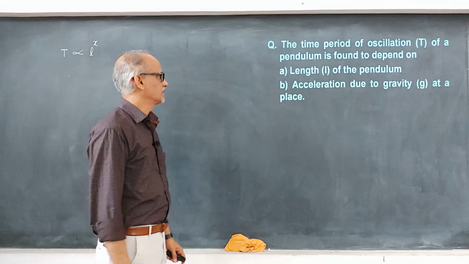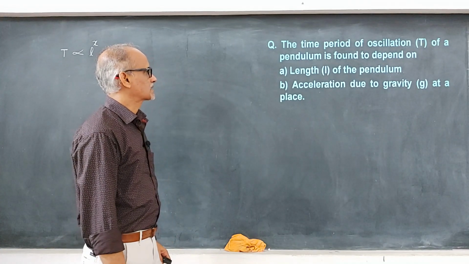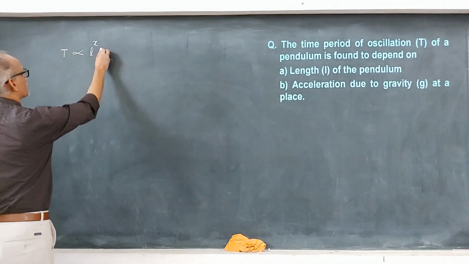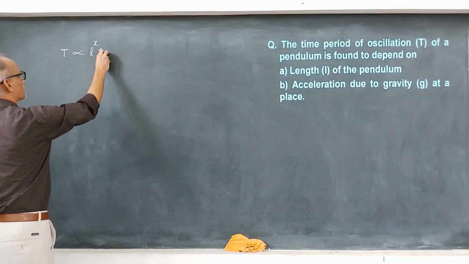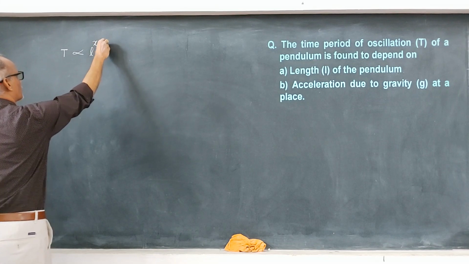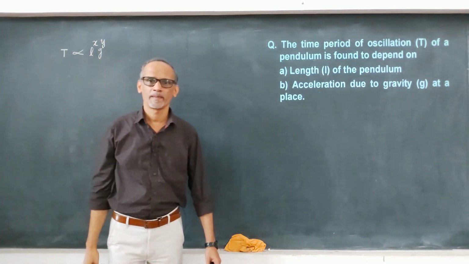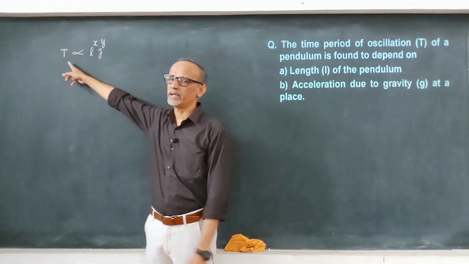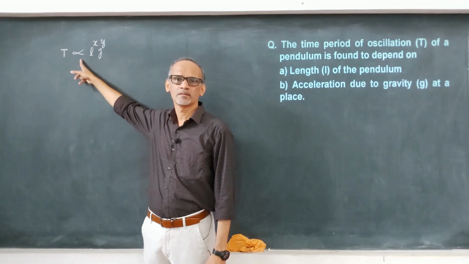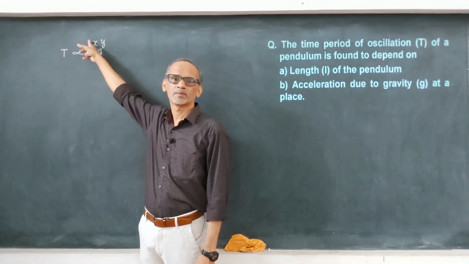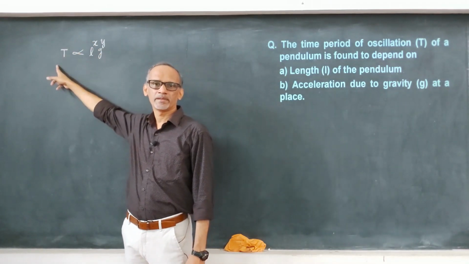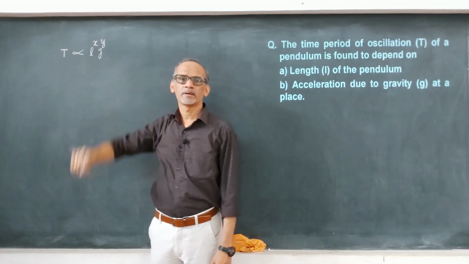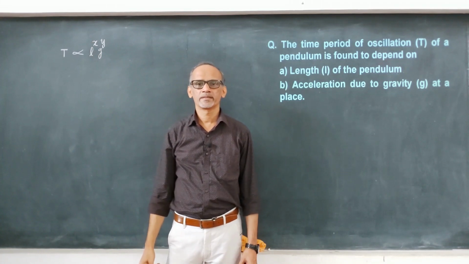The second factor, it depends on the acceleration due to gravity g at a place. So, write along with it, second one, g. Here I have taken x, now I will take y. Okay. So, what is the basis to write this? Because it is given. The time period depends on the length, and we do not know the power which we have to find. Time period depends on acceleration due to gravity. Again, power, I have written it, which we have to find.